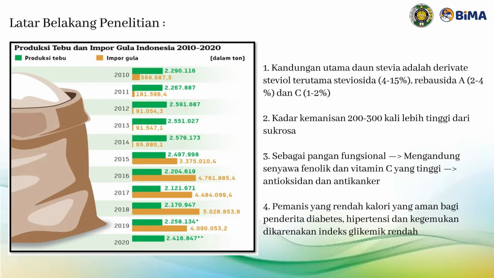Research background. 1. The main content of stevia leaves is steviol derivatives, especially stevioside, 4 to 15%, rebaudioside A, 2 to 4%, and C, 1 to 2%. 2. The sweetness level is 200 to 300 times higher than sucrose.